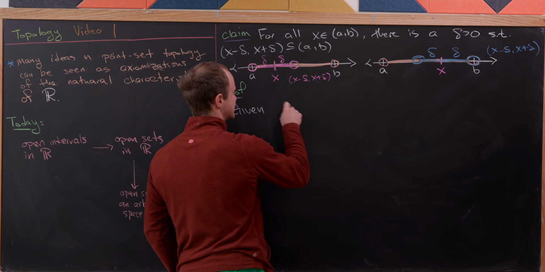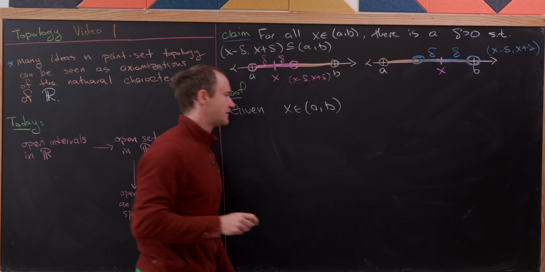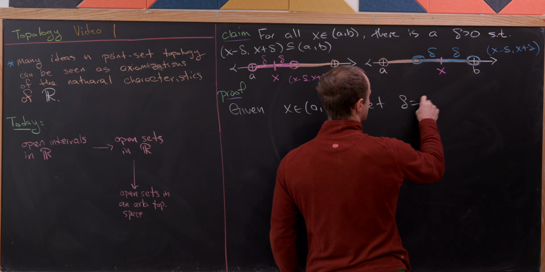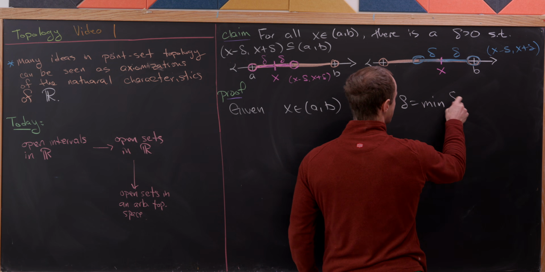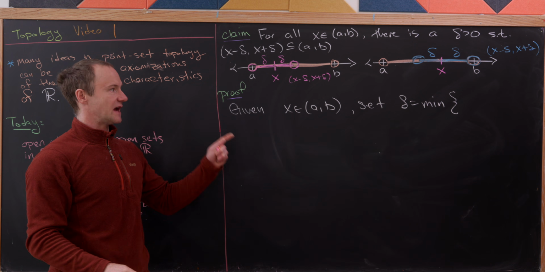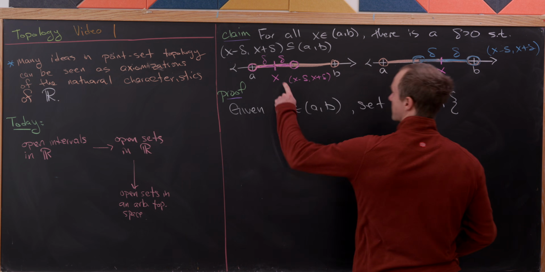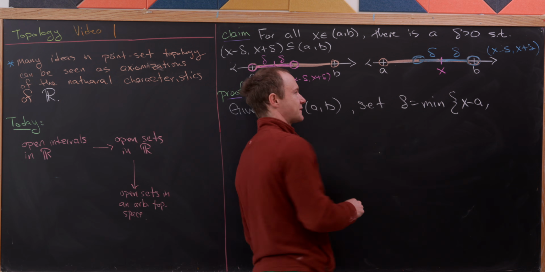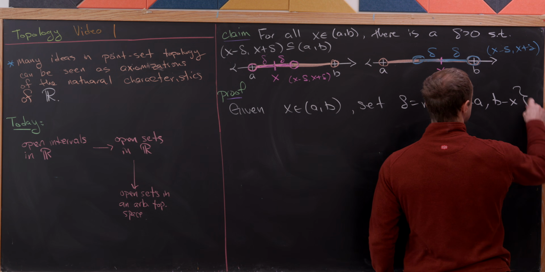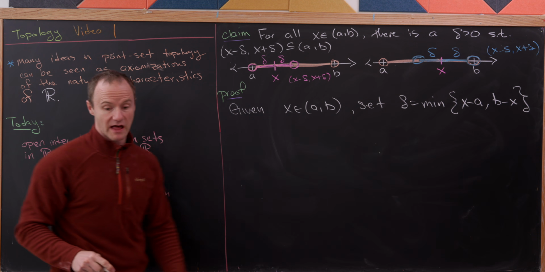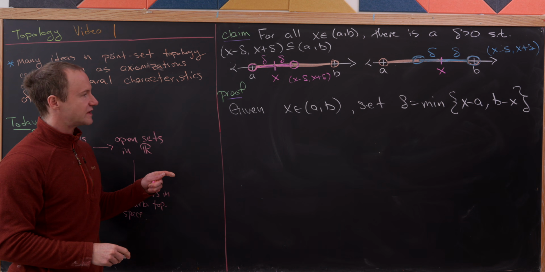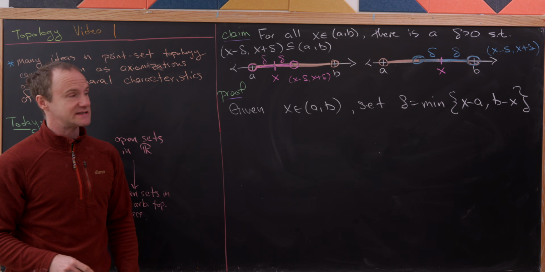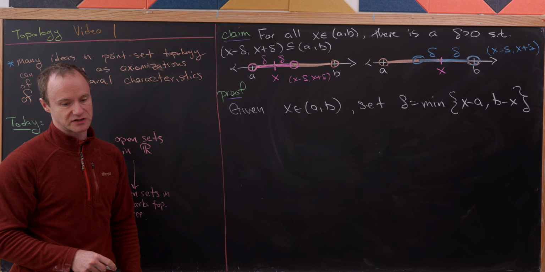So let's say we're given some arbitrary point x from our interval from a to b. Then what we want to do is set delta equal to the minimum of the distance from x to a and the distance from x to b. So the distance from x to a is simply x minus a, because x is on the right. And the distance from x to b is b minus x, because x is on the left in that case. And now what we want to do is show that the interval centered at x with radius delta is totally contained in our original interval.